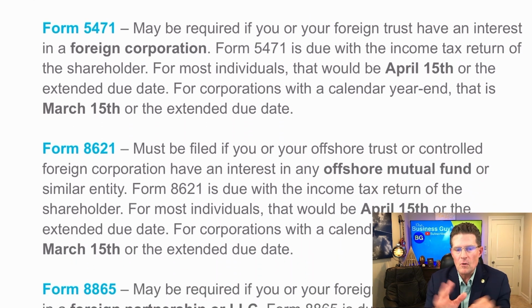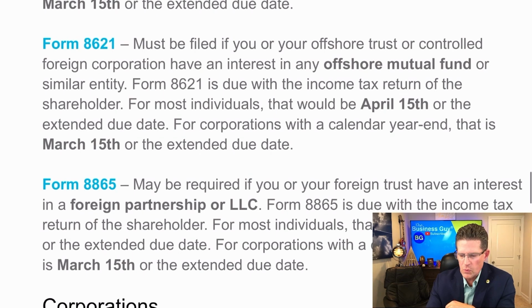Now, Form 5471 may be required if you or a foreign trust have an interest in a foreign corporation, a corporation offshore. So Form 5471 is due with the income tax return of the shareholder. And most individuals, that would be April 15th or the extended due date. So most corporations with a calendar year end, that is March 15th or the extended due date.